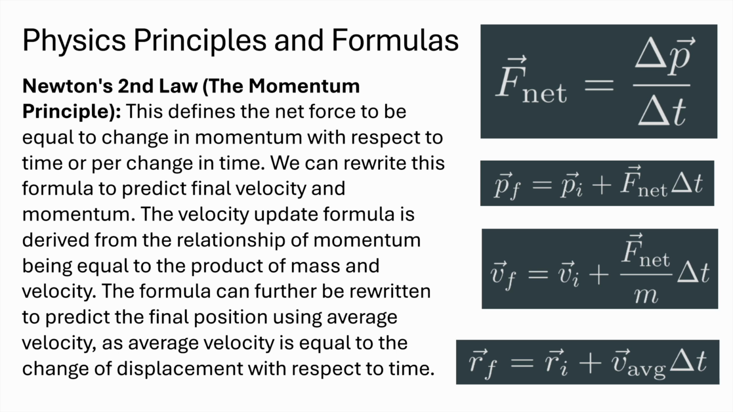Now the physics principles and formulas. Newton's second law defines the net force to be equal to the change in momentum with respect to time. We can rewrite this formula to predict final velocity and momentum. The velocity update formula is derived from the relationship of momentum being equal to the product of mass and velocity. The formula can further be rewritten to predict the final position using average velocity, as average velocity is equal to the change of displacement with respect to time.